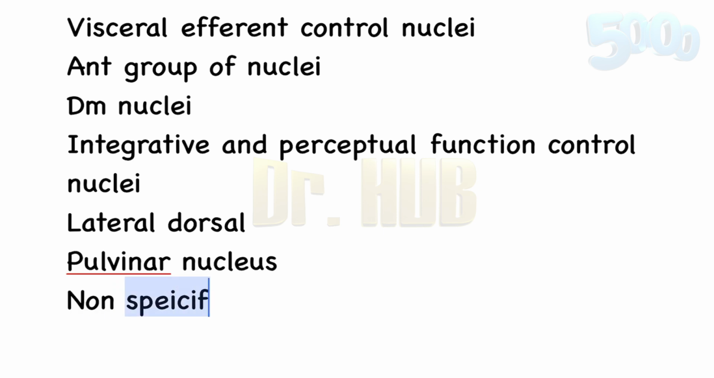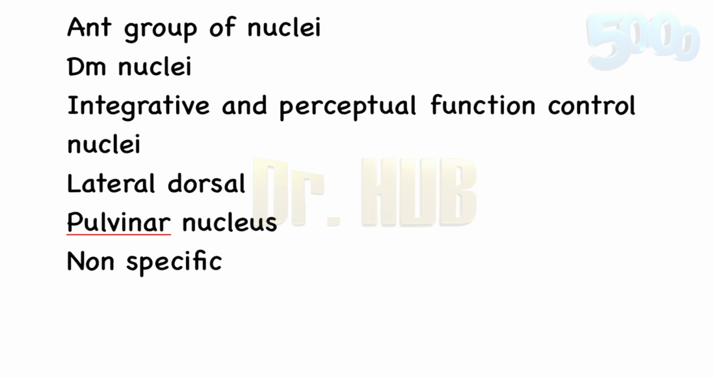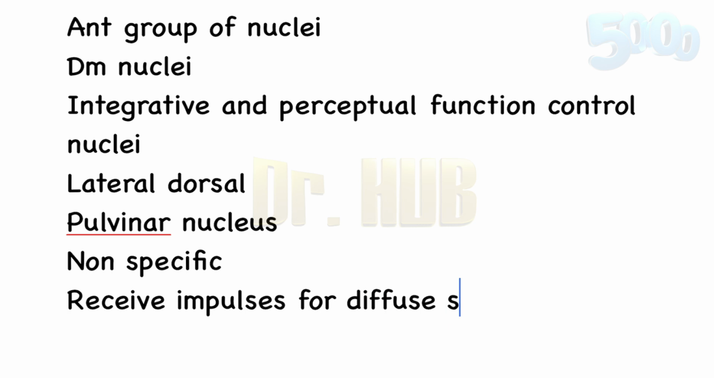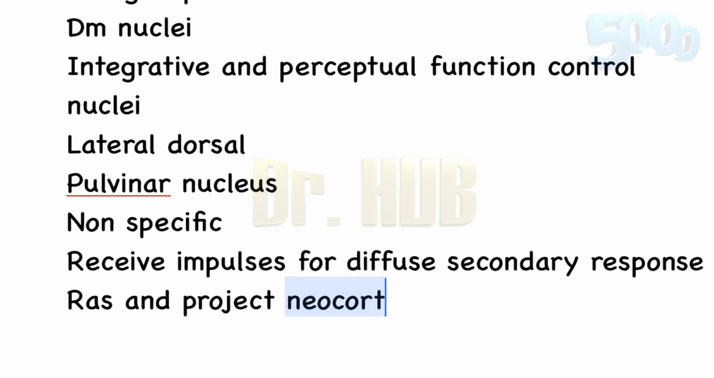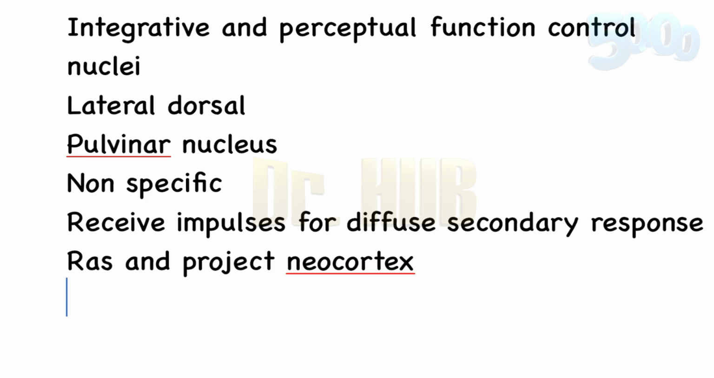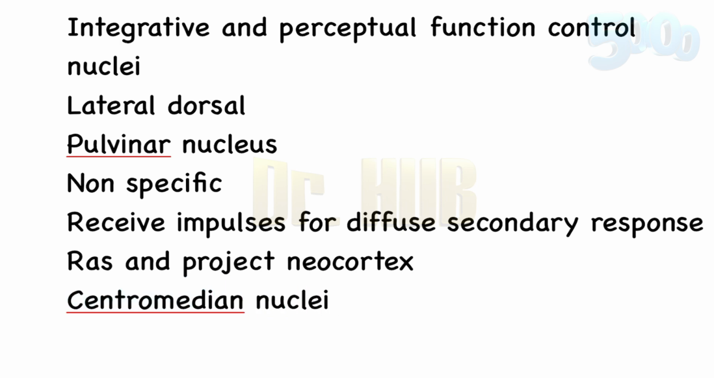Now looking at the non-specific nuclei. So what does the non-specific include? It receives impulses from the diffuse secondary response of the RAS, and it projects diffusely to the whole of the neocortex. So what are the other things present here? There are the midline nuclei, the centromedian nuclei, as well as the intralaminar nuclei.